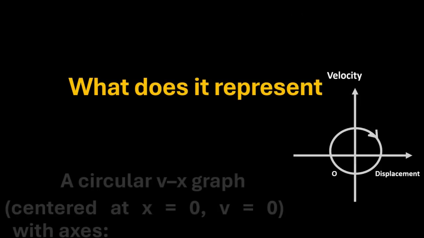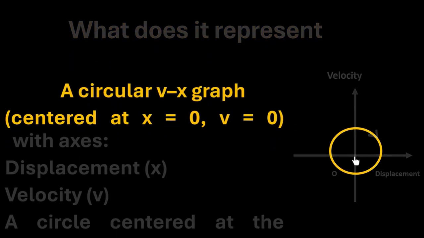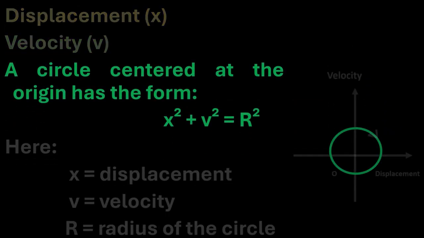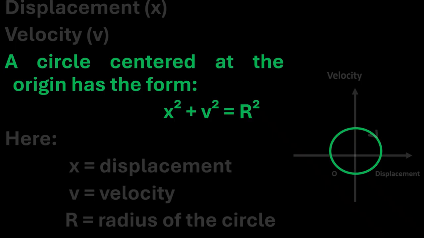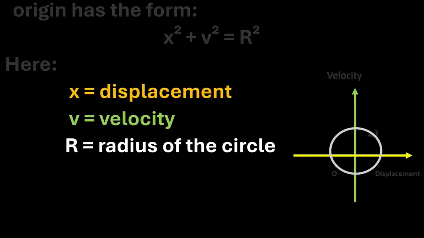So what does it represent? It represents a circular v-x graph, right? Which is centered at this point, the origin, x is equal to 0 and v is equal to 0. Of course, the axes are velocity along the y-axis and displacement along the x-axis. And geometrically, a circle centered at the origin will have the equation x squared plus v squared is equal to r squared, where r is the radius of the circle.